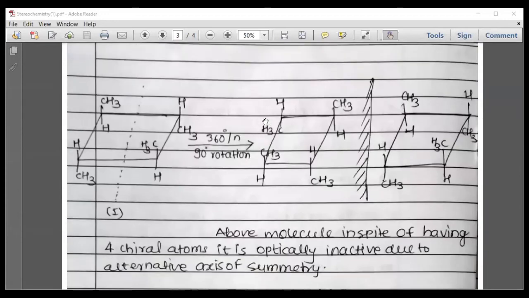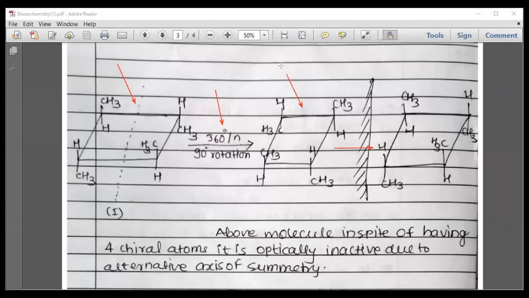As you can see here, this is the molecule, right? When this molecule rotates through an angle of 360 degrees upon n, where n can be any number 1, 2, 3, so 360 divided by 4 equals 90 degrees. You can rotate it through 90 degrees, 180 degrees, or 270 degrees, etc. After rotating, we get this molecule. Now what we have to do is take the mirror image of this compound.